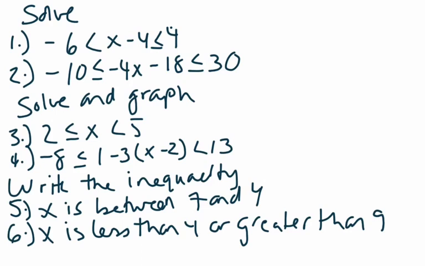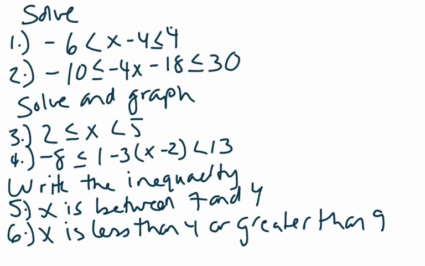And always read the directions. Make sure you do everything the directions are asking you to do, but there's no reason to do more than what the directions are asking you to do. So we have 2 is less than or equal to x is less than 5. I guess there's nothing to solve there. Just graph it. -8 is less than or equal to 1 minus 3 times x minus 2 is less than 13. That sounds like fun.